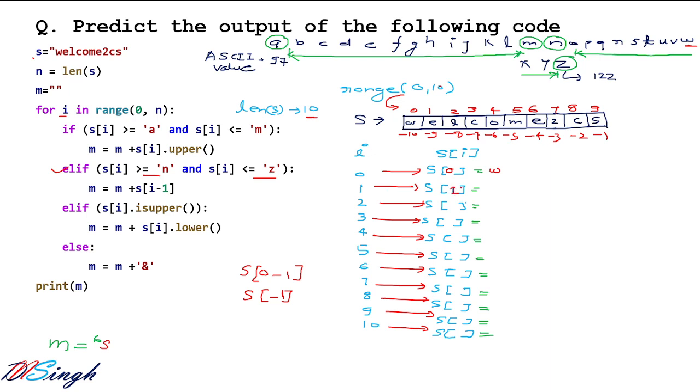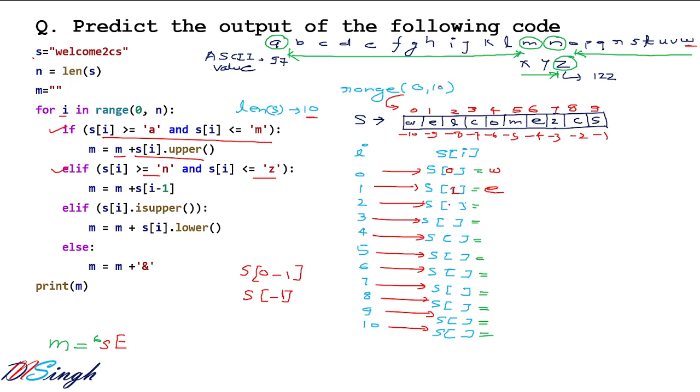Now s of 1 is what? S of 1 is small e. Small e is in the range of a to m. So it is going to satisfy this condition: greater than a and less than m. Here we will change the case of that letter and concatenate it with the m. So e is in small case, change the case to uppercase, and concatenate.